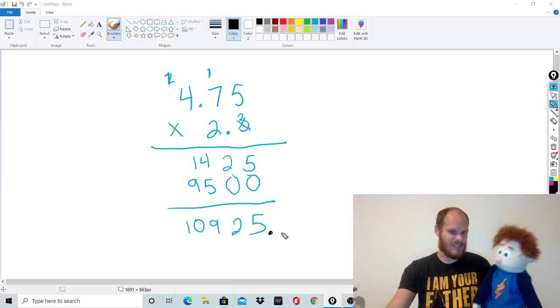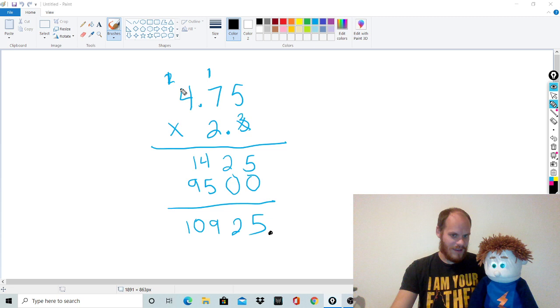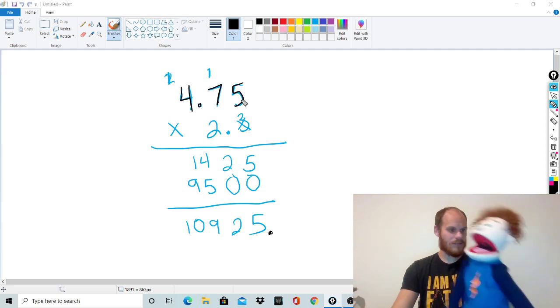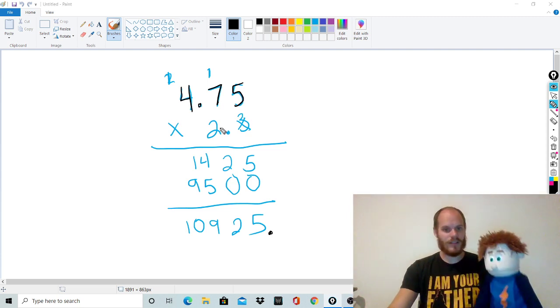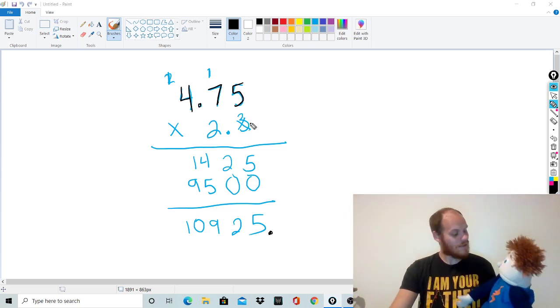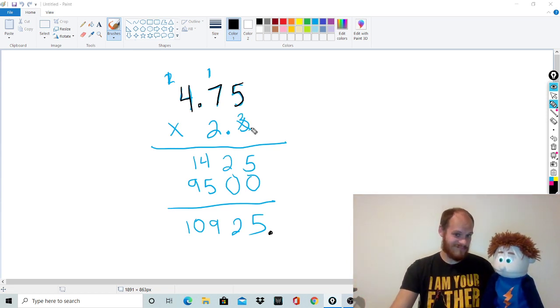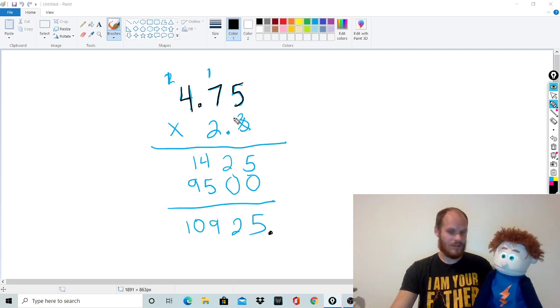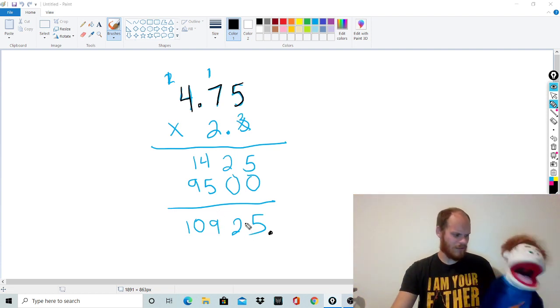And here's how I would look at this. This is just kind of using your brain for just a second. This is 4.75. If we were talking about money, that's $4.75, that's really close to about what? $5? Exactly, $5. This is $2.30. That's really close to about what? 2? What is 5 times 2? 10. Okay, right now we have the number 10,925. Is that close? Oh, no.